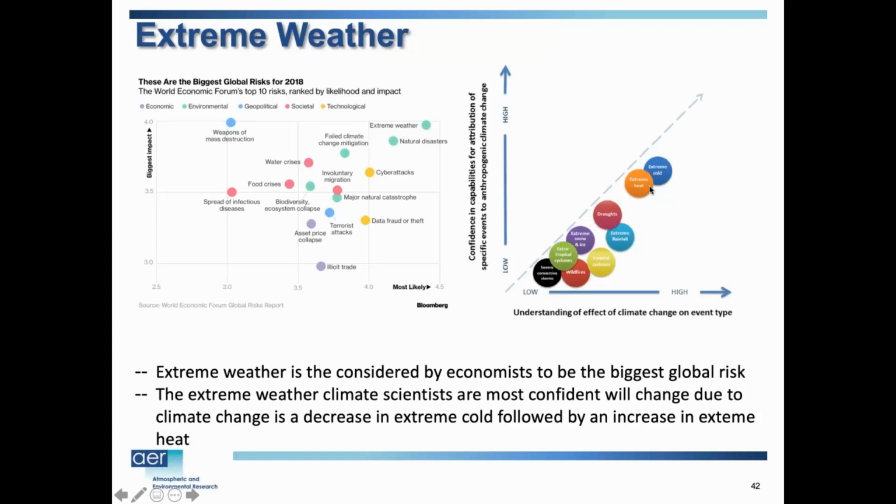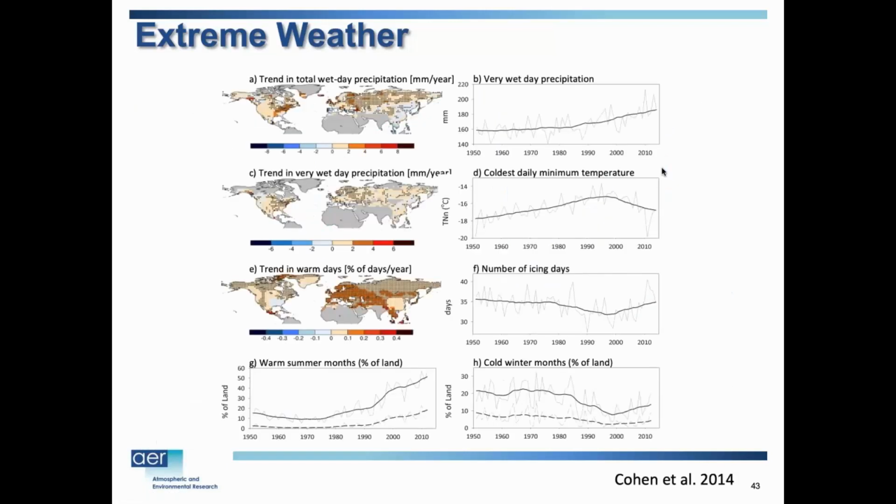But with global warming, this is from the National Research Council, NRC, or Academy of Sciences paper. They said the thing they're most confident about is a decrease in extreme cold. You would think that with global warming, the thing you'd be most confident about is extreme heat, but the decrease in extreme cold is the thing that scientists are most confident will be an impact of global warming.